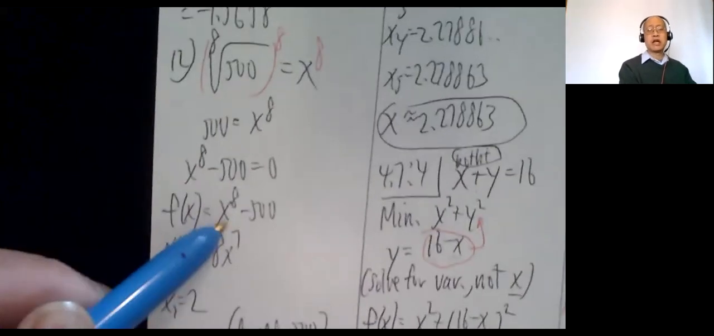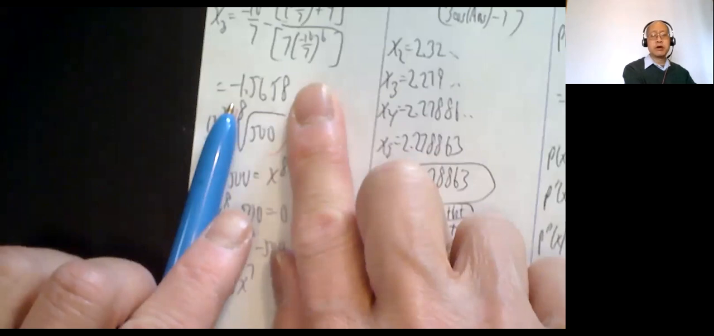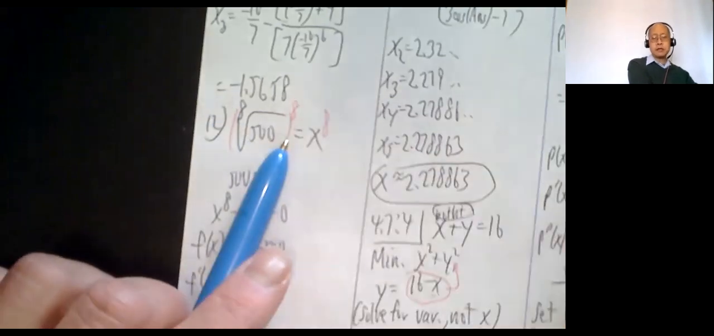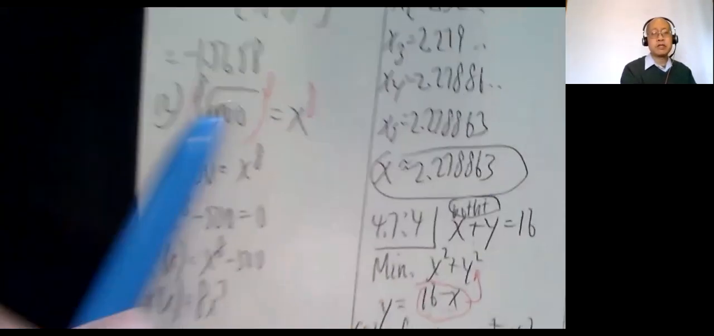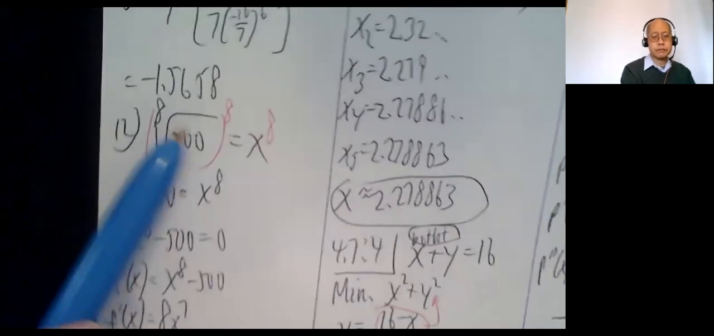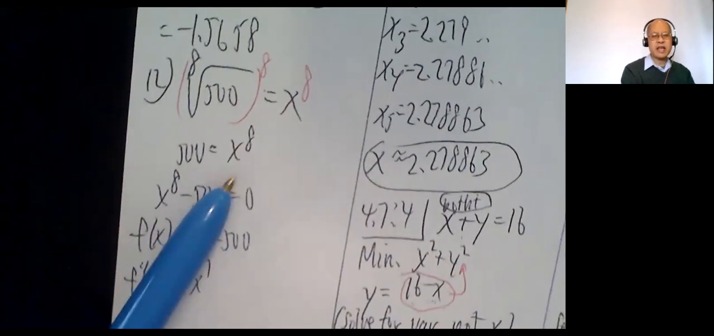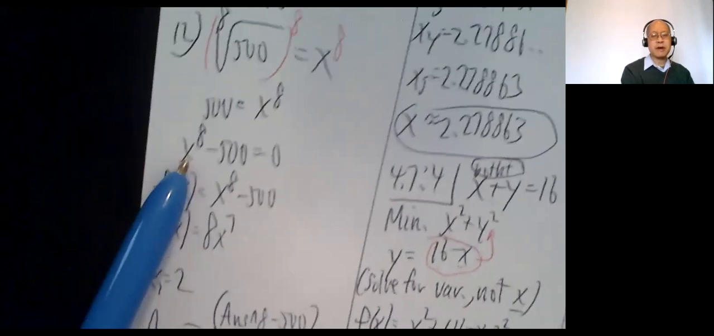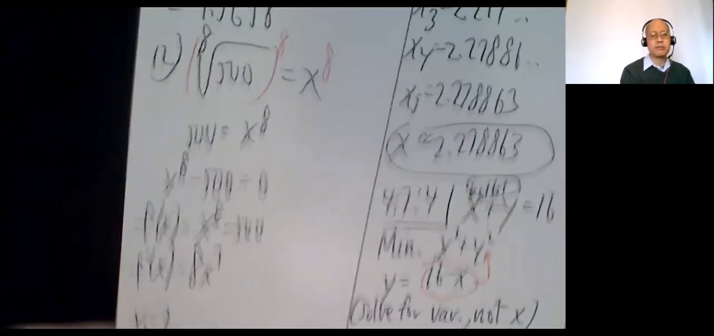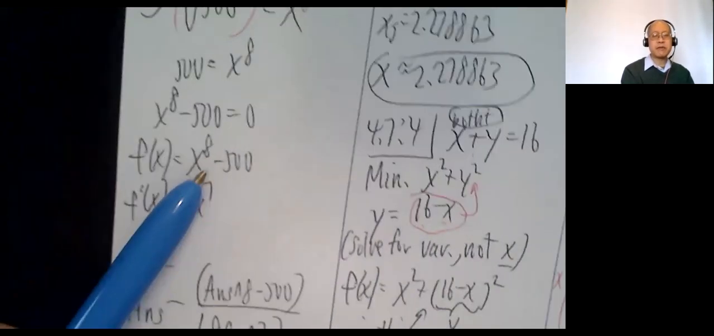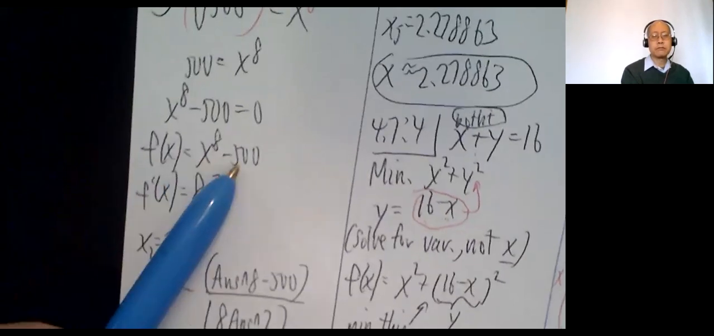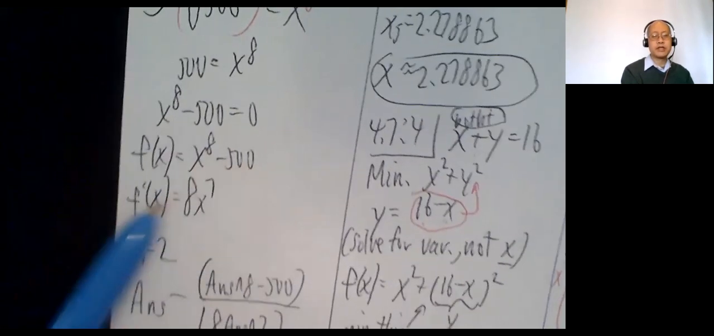All right, so my function f of x is x to the 8th minus 500. Okay, so again, the original in black is 8th root of 500. Call it x. Raise both sides to the 8th power. 500 equals x to the 8th, and then subtract 500. So x to the 8th minus 500 equals 0. So my function is x to the 8th minus 500. Derivative is 8x to the 7th.